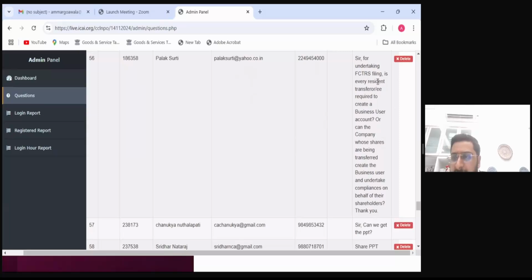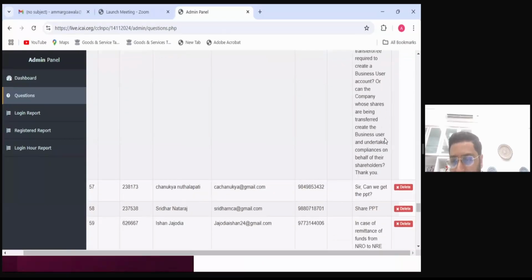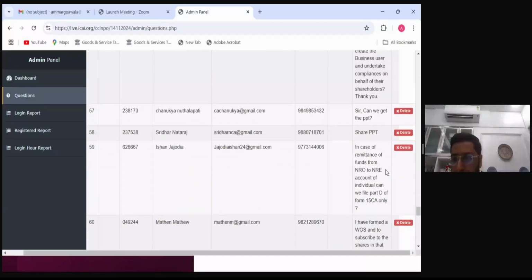For undertaking FCTRS filing, is every resident transferee required to create a business user account? Or can the company whose shares are being transferred create the business user and entity compliance on behalf of the shareholder? No, the entity user has to be created of that entity whose capital is being changed. That person will create the entity user, and the business user will be created for whoever is responsible for doing the transaction.